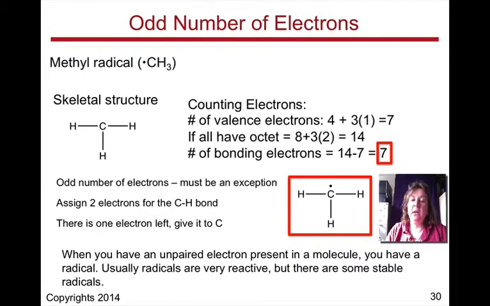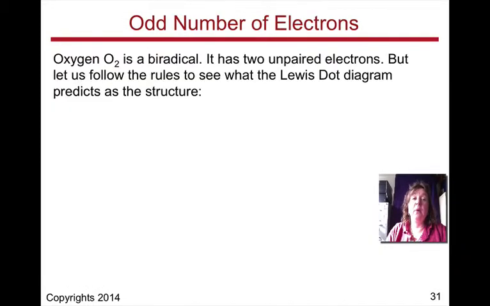And what does that mean? Well, if you have an unpaired electron present in a molecule, you have a radical. Usually radicals are very reactive, but there are some stable radicals. An example of a stable radical is oxygen. So oxygen is a biradical. It has 2 unpaired electrons. But let us follow the rules to see what the Lewis dot diagram predicts as the structure.